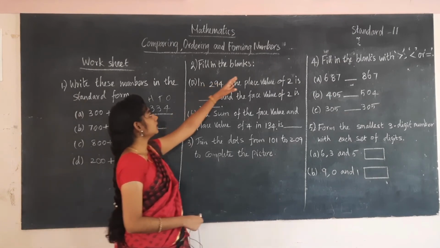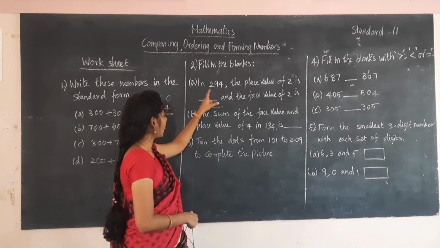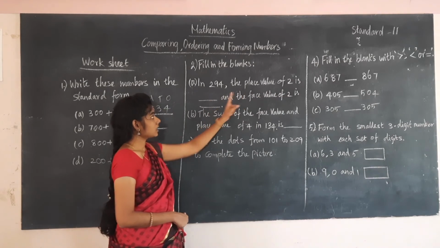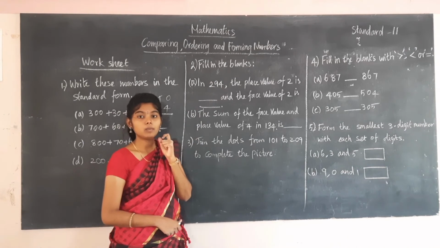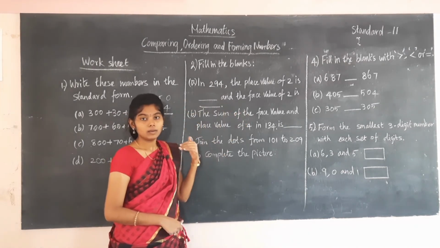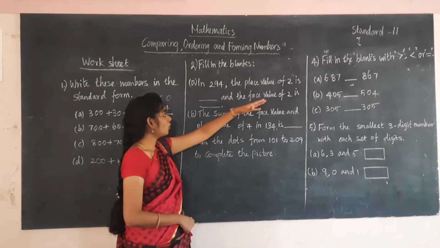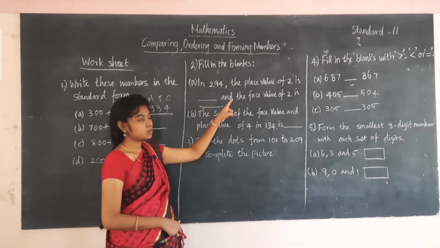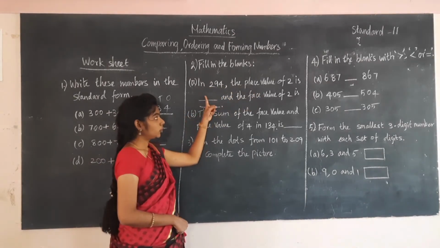And the next one, fill in the blanks. You are going to give the answer in the blanks. See the first one: in 294, they have asked the place value of 2. What is meant by place value? Place value means where the number is, and the value for that place is the place value. Here the place value of 2 is 200, because 2 is in the hundreds place: 4 in ones, 9 in tens and 2 in hundreds. So the place value of 2 is 200.